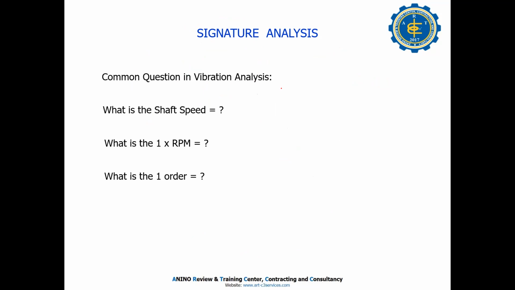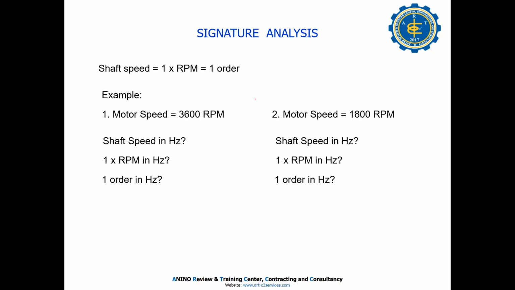The common question in vibration analysis: what is the shaft speed? Running speed, what is RPM, what is order? Revolution, they are the same. If you go with the analysis, we have an example. Shaft speed equals one-time RPM or equals one order. They are the same. One-time RPM or 1x, they are the same.